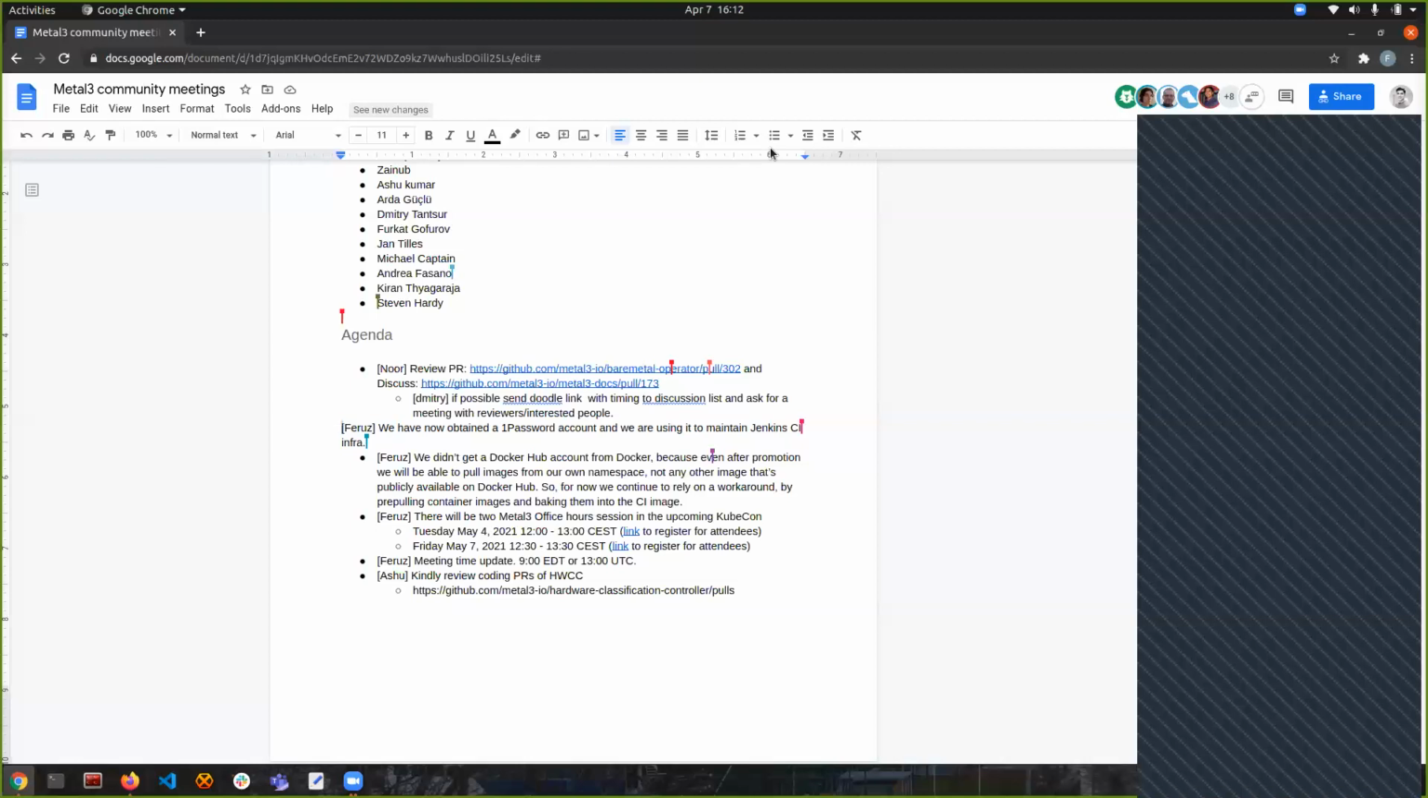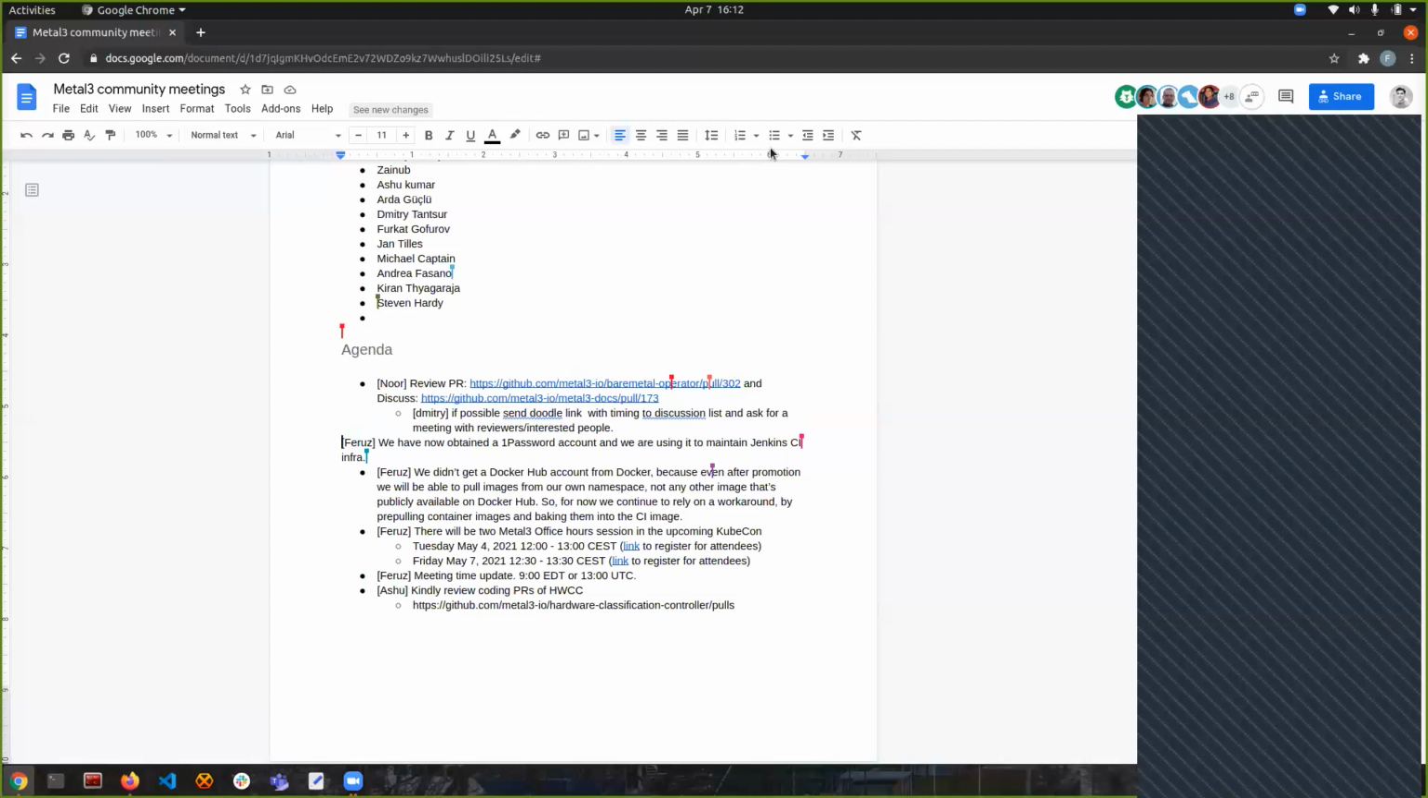But during the application, we had a chat with Docker people and realized that even after the promotion, it doesn't mean that we will be able to pull any image without the limit, like any image that is available on the Docker Hub publicly. It's only limited to our namespace or to the images that we store in our own account, which doesn't really solve our problem. So we kind of gave up on this application.